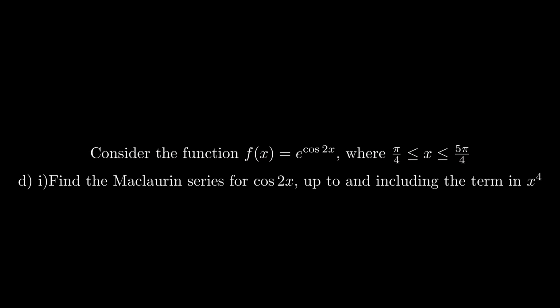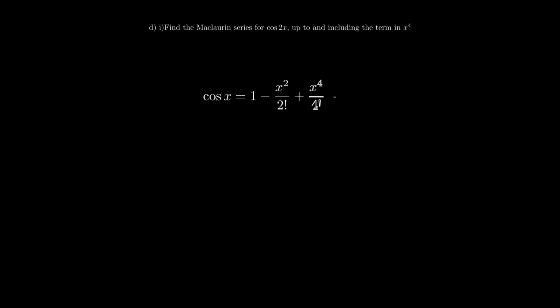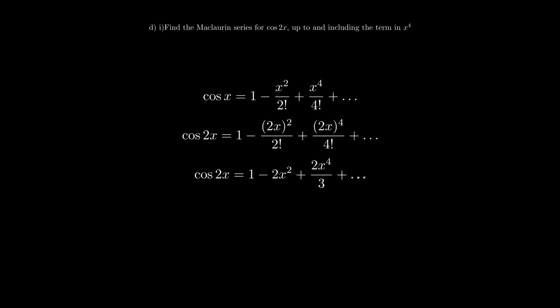For the first part, to find the Maclaurin series of cosine of 2x, we are given in the formula booklet what the Maclaurin series is for the cosine of x. Obviously, we need to, in this case, replace the x with 2x. This gives us that the cosine of 2x is equal to 1 minus (2x) all squared over 2 factorial plus (2x) to the power of 4 over 4 factorial, and continue. And simplifying a bit, that's cosine of 2x is equal to 1 minus 2x squared plus 2x to the 4 all over 3, and continue.